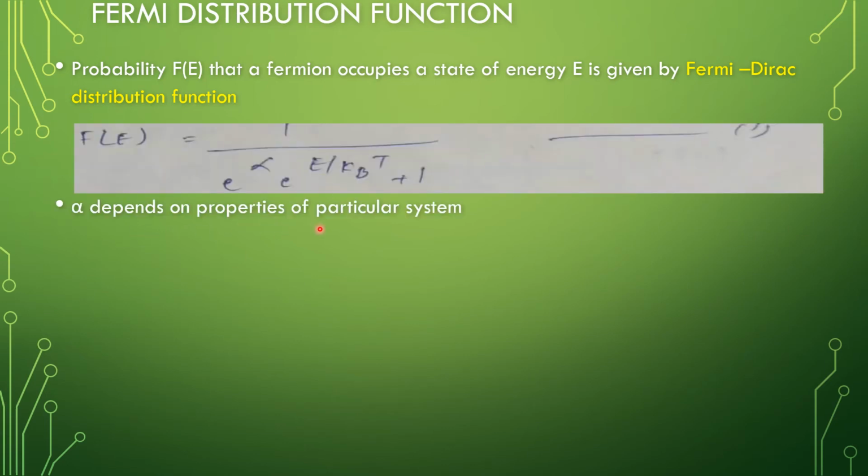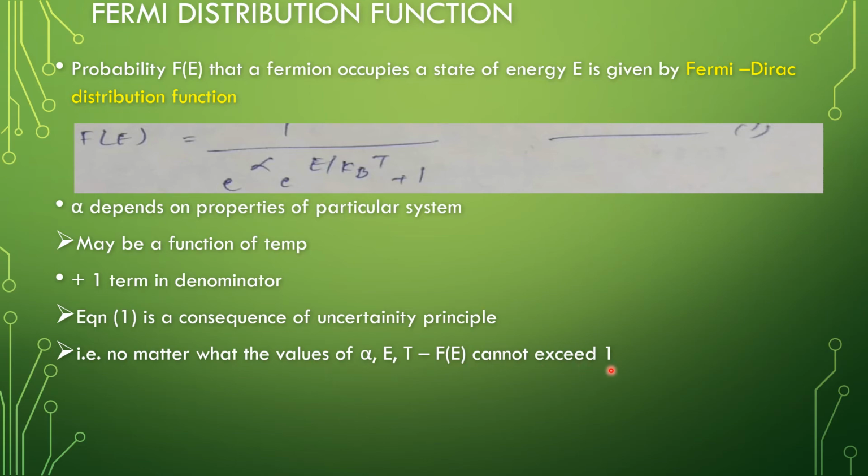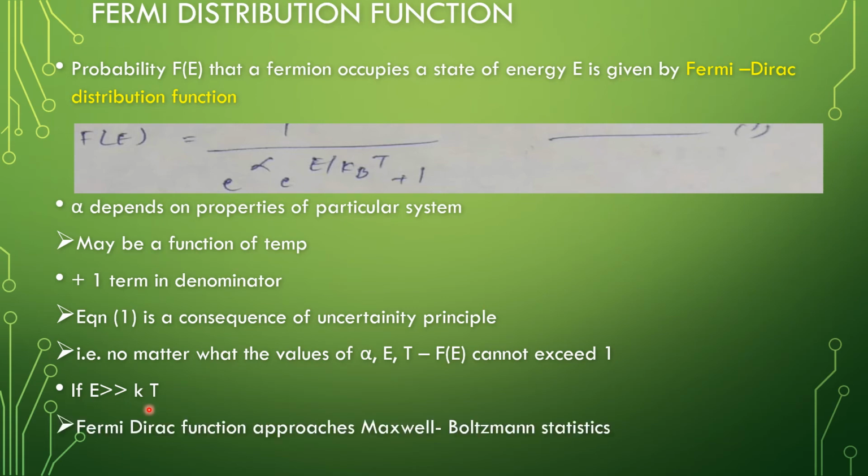Alpha depends on properties of the particular system. It may be a function of temperature. The plus 1 term in the denominator in equation 1 is a consequence of the uncertainty principle. That is, no matter what the values of alpha, E and T, f(E) cannot exceed 1. If E is very much greater than kT, the Fermi-Dirac function approaches Maxwell-Boltzmann statistics.